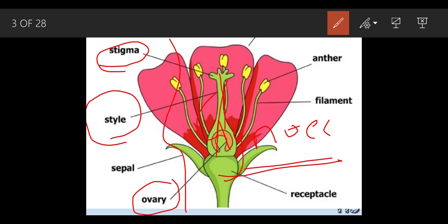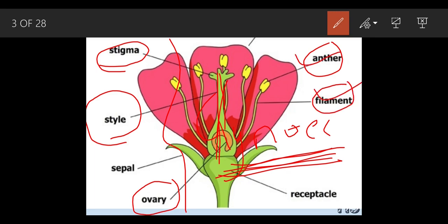The centrally located part is called the pistil. A single unit is called a carpel. Many carpels will be called the gynoecium. So in easier terms, you can call it a gynoecium. The words gynoecium and androecium. See, these anthers and filament are part of the androecium.